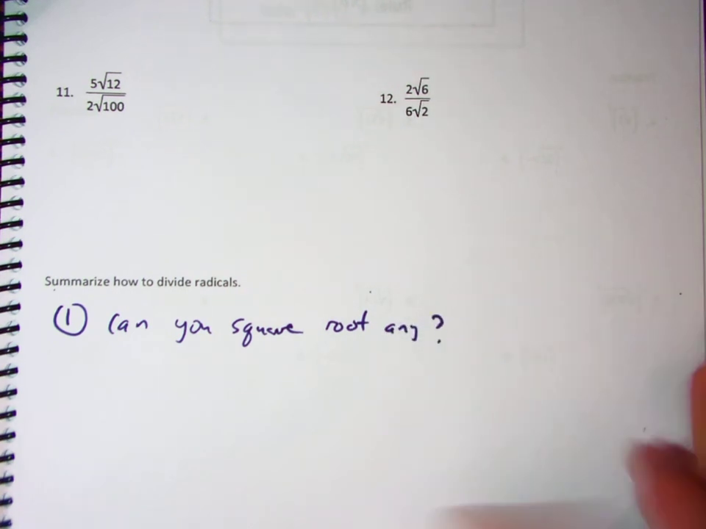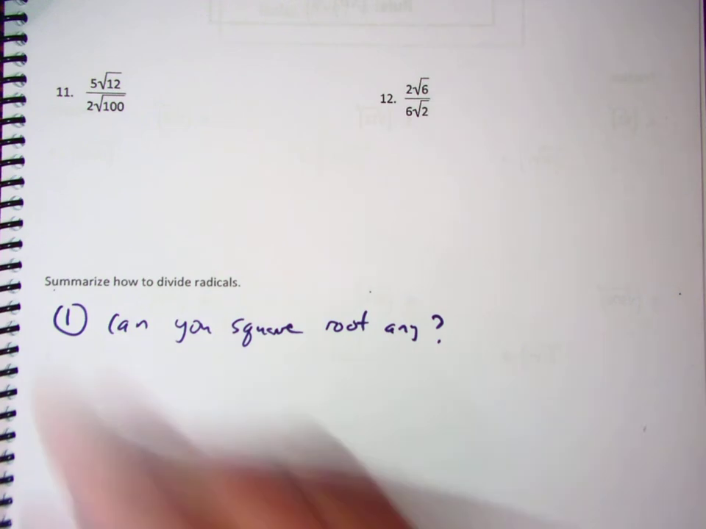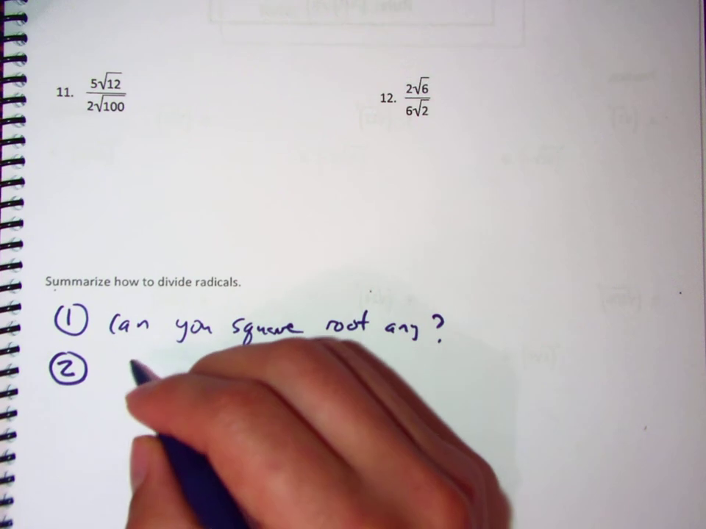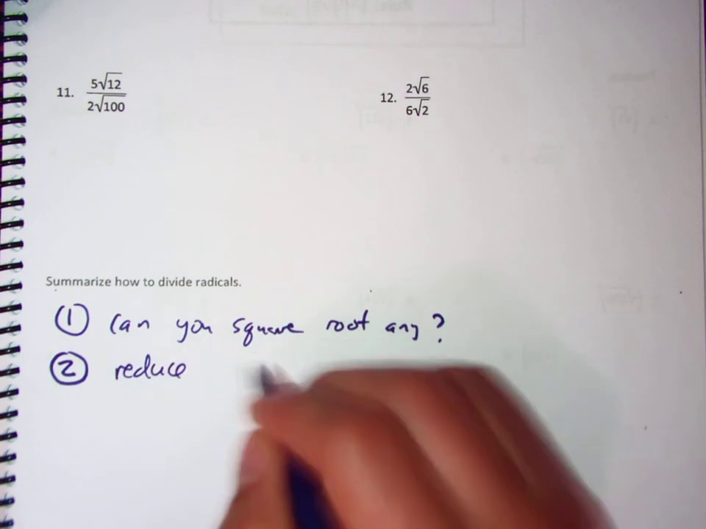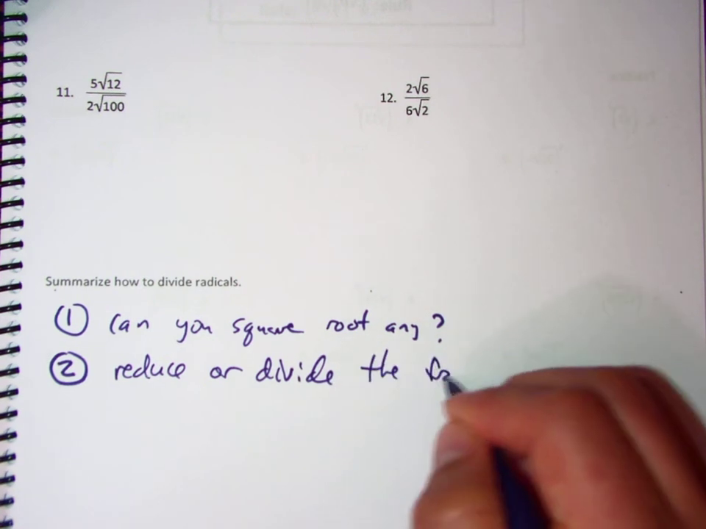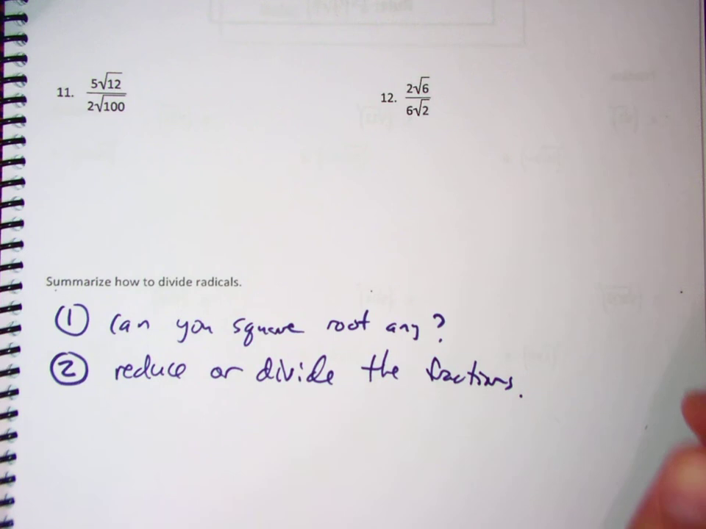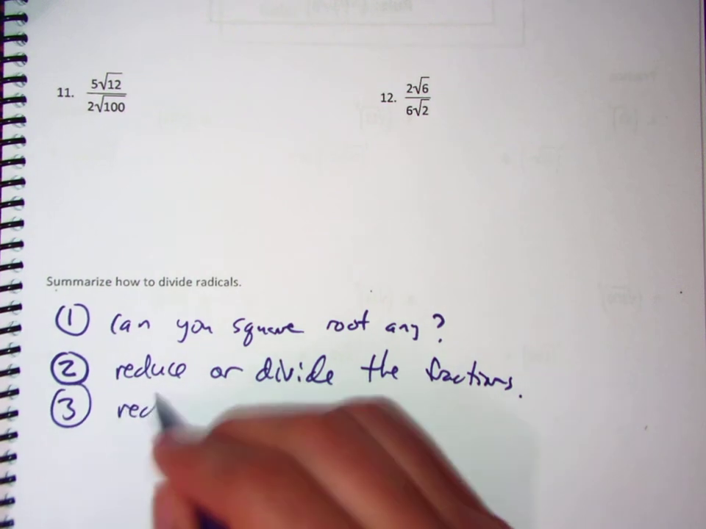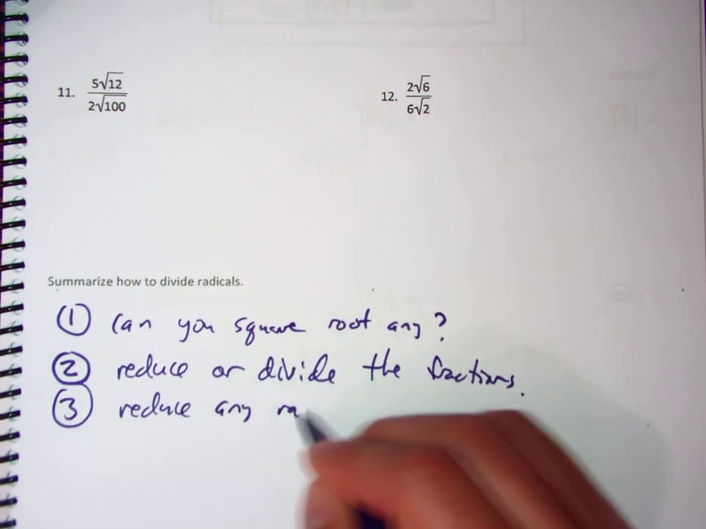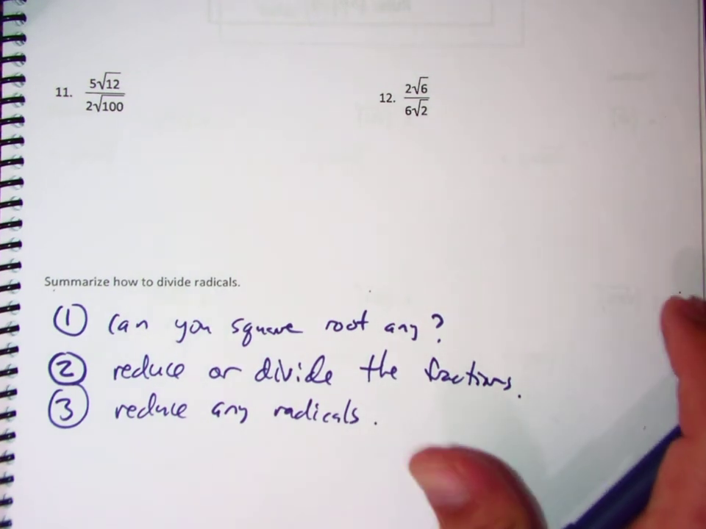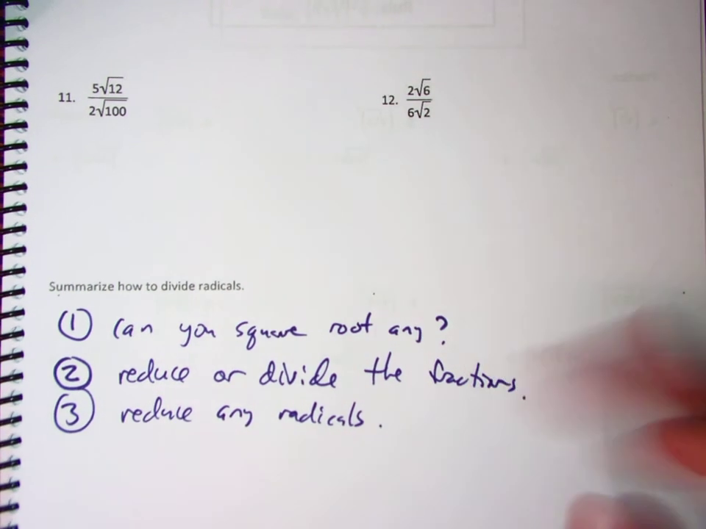Can you actually square root any? That'd be the first option. If not, then what I would suggest you do is reduce or divide the fractions. Okay? And so here's what I mean by that. Oh, and of course, step 3, reduce any radicals. Now, I don't believe we're going to be rationalizing quite yet. So this is just going to be basically these 3 steps.